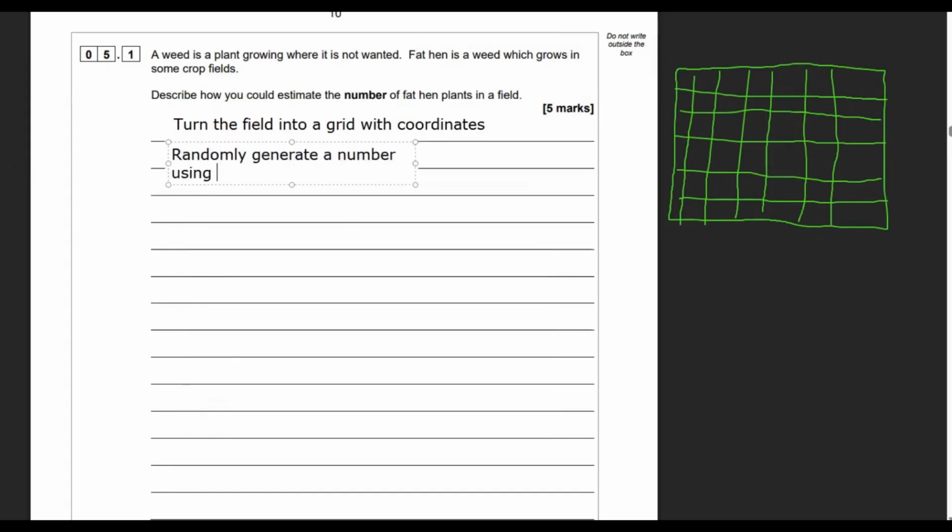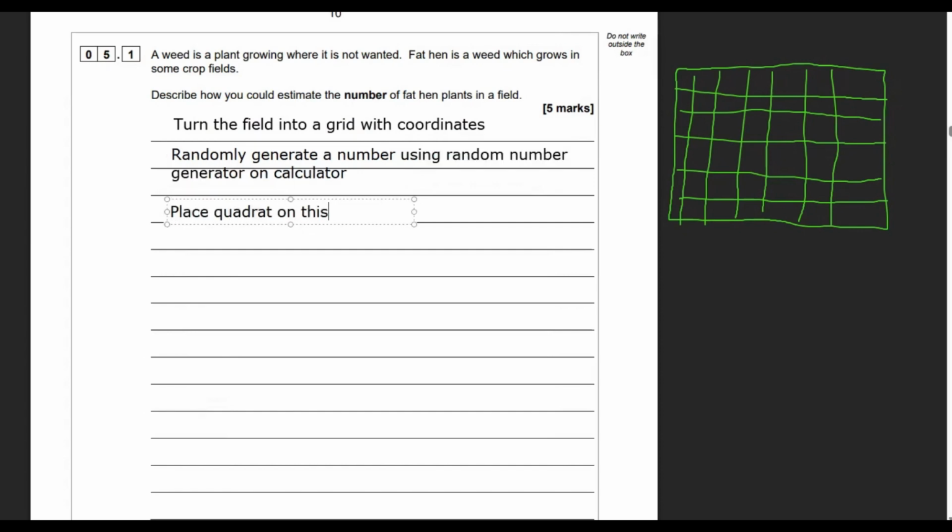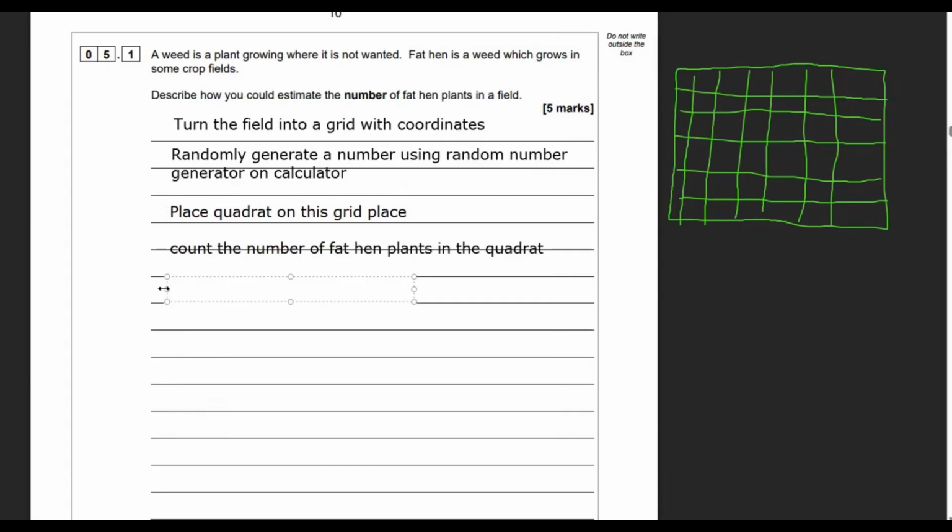So turn the field into a grid: map out the field, and then draw a grid on the map. Use a random number generator to generate numbers randomly. You want 10 different numbers generated on your calculator. Place the quadrat on that specific place on your grid, on the field. Count the number of fat hen plants in the quadrat. Now do this 10 times.